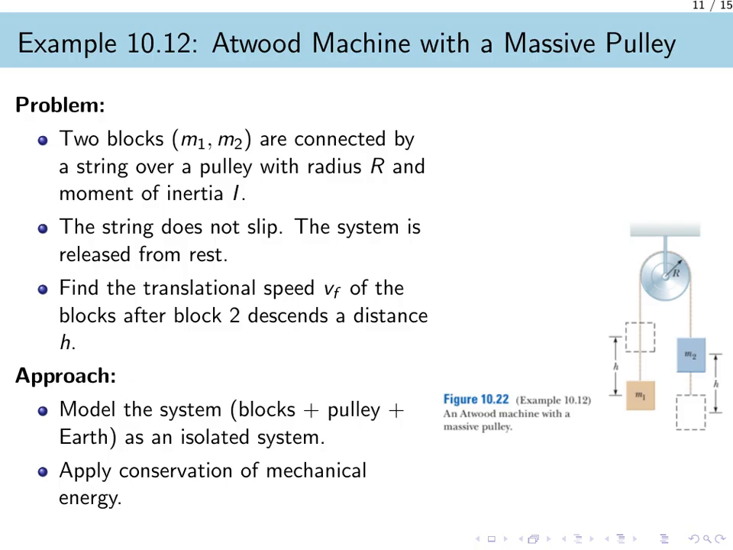As the heavier block falls, the system's gravitational potential energy decreases. This lost potential energy is converted into kinetic energy. Crucially, there are 3 forms of kinetic energy to account for: the translational kinetic energy of the first block, the translational kinetic energy of the second block, and the rotational kinetic energy of the spinning pulley. By setting the initial total energy of the system equal to the final total energy, we can develop an equation to solve for the final speed.